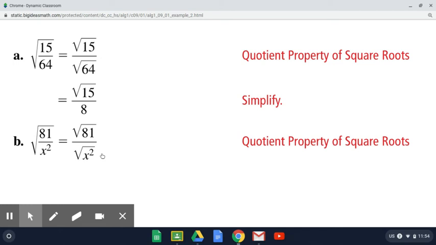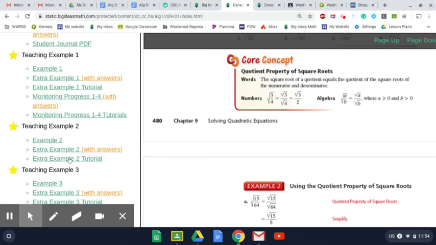Now I'm going to take the square root of both of these. 81 is a perfect square and x squared is a perfect square. So let's take the square root of each one and I get 9 over x. And that's my answer. Let's look at 2 more examples just like this, and let's listen to Big Ideas explain them.